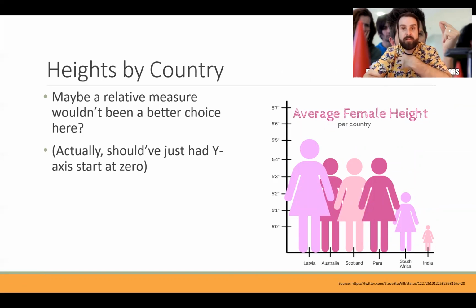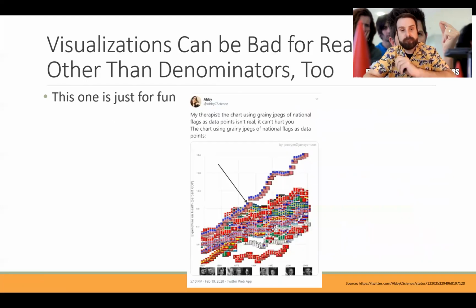Here's just a favorite example of mine of a bad data visualization, and I've got one more coming up too. Heights by country. Latvia, apparently gigantic women. They're all Godzilla at 5'5". And India has nothing but little people at 5 feet, apparently. So maybe a relative measure would have been better here. But actually, I would have had my y-axis start at 0 rather than at 5 feet here so that the differences aren't exaggerated.